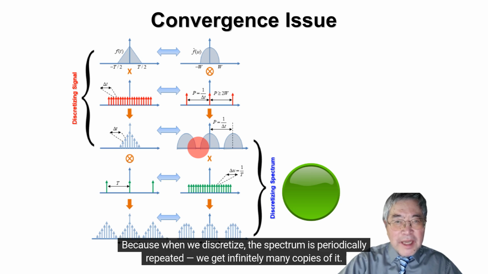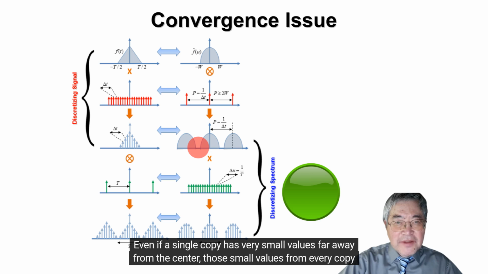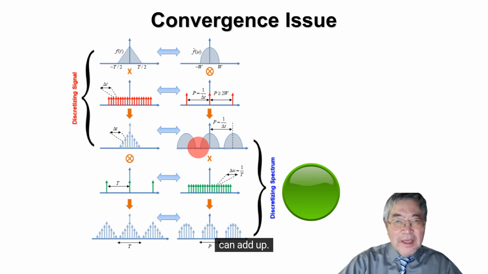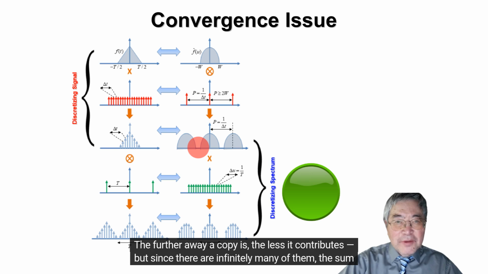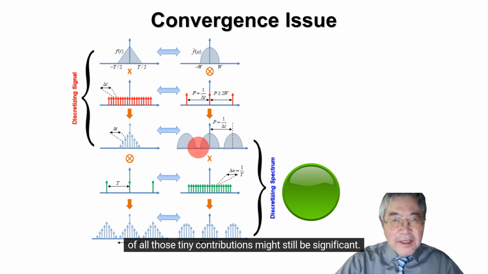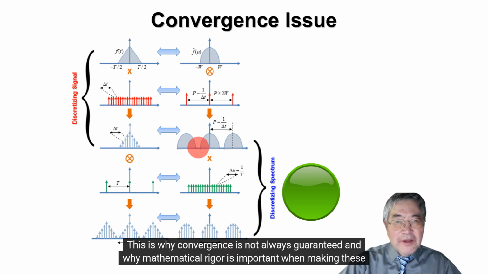Because when we discretize, the spectrum is periodically repeated. We get infinitely many copies of it. Even if a single copy has very small values far away from the center, those small values from every copy can add up. The further away a copy is, the less it contributes. But since there are infinitely many of them, the sum of all those tiny contributions might still be significant. This is why convergence is not always guaranteed and why mathematical rigor is important when making these approximations.